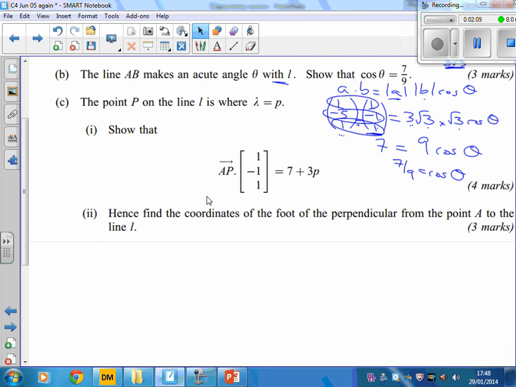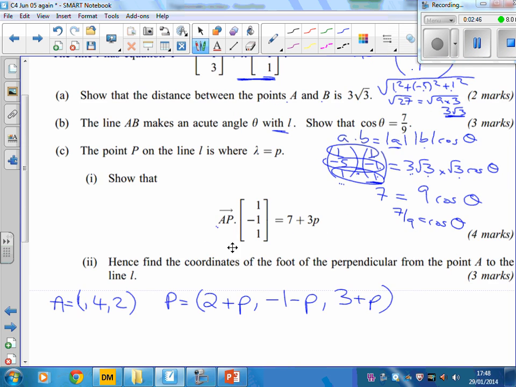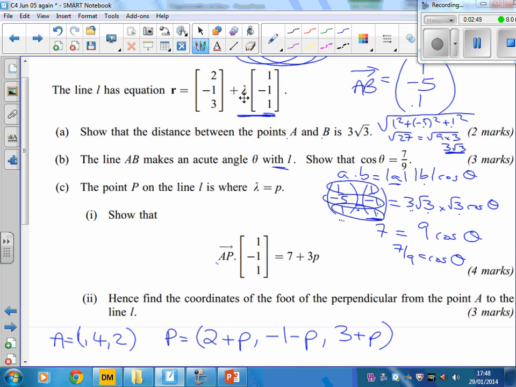Let's get some more room now, because we've now got to find a point on the line where lambda equals P, and we've got to try and find out what A to P is. Let's write down what A was again. A was the point in the question at the beginning, the point (1, 4, 2). And point P is now the point on this line with a lambda in it. Instead of the lambda, we'll put a P. So I've got 2 plus P, minus 1 minus P, and 3 plus P, just from putting a P in here.